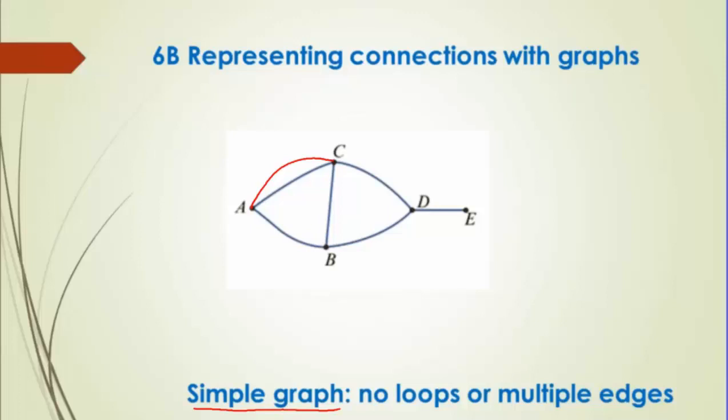How many odds now? 1, 2, what? E out there is an odd, because it's only 1, so there's still too many odds, aren't there? Yeah, too many odds, so it's not traceable either. So make a note of what a multiple edge is, but a simple graph is one which does not have any multiple edges and no loops.